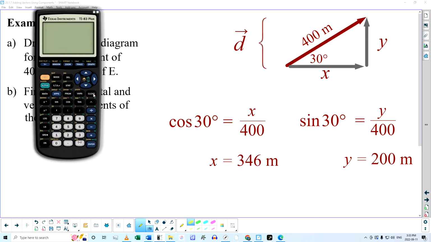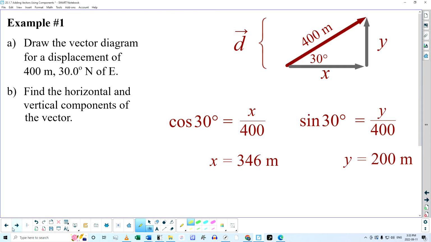While you're potentially finishing writing down your work, I'll just show that on the calculator up here. 400 cosine 30 degrees. Again, always make sure your calculator is in degree mode. I get 346. You know, it's 346.41 something, but I'm just going to record 346. And when I take 400 times sine of 30, I get 200 meters. So going back to the question, the horizontal component of that vector is 346 meters east.